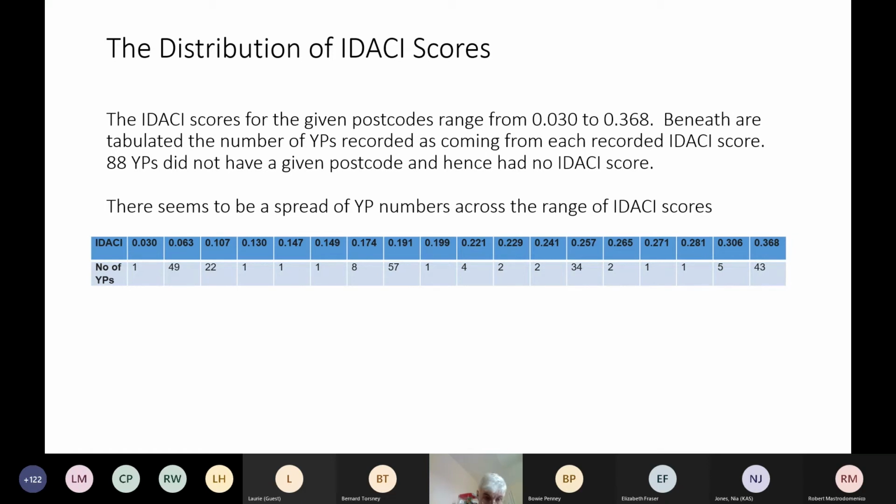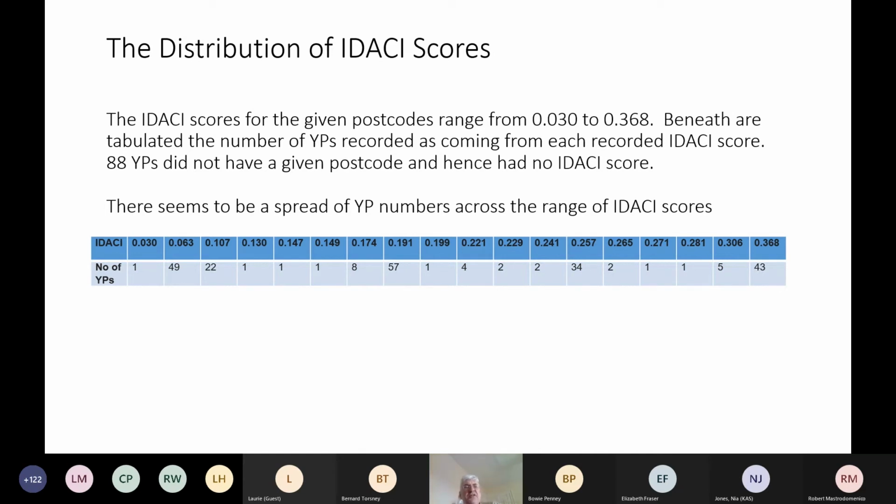What I do have is the information for the attenders who were actually registered as coming to a youth centre at least once. And if you look at these figures, you can see the lowest deprivation, 0.030, up to the highest deprivation, 0.368. At one of the very lowest ones, there's 49 people turned up at least once, 0.063, compared to, say, 43 at the upper end. And in the middle, roughly, 0.191, there's 57 young people turning up at least once.